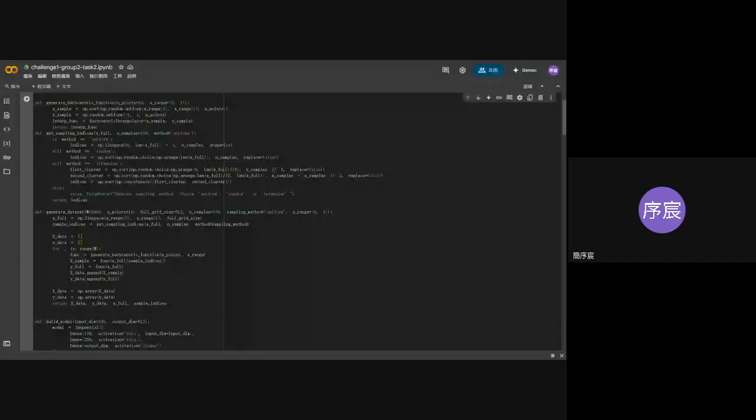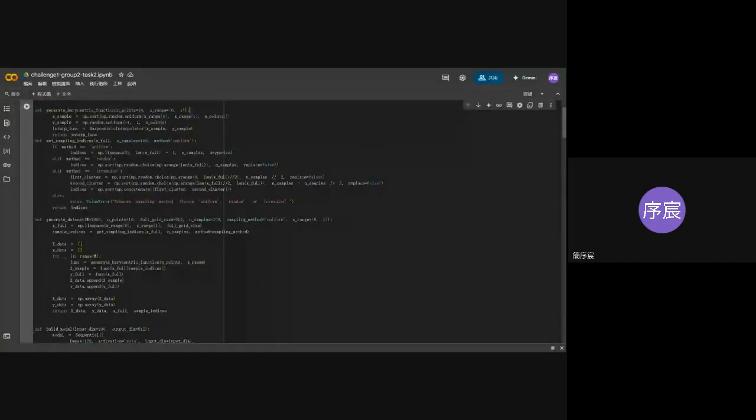Okay, so before I introduce task 2, I want to show the code first, because task 2 is actually just more samples of task 1. It does more complete things again, but it takes more data. So let me show the code first.